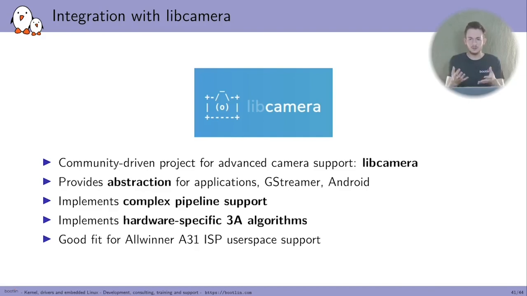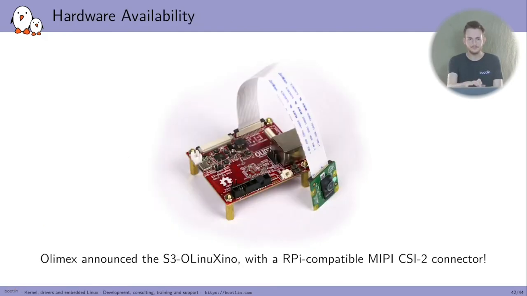So we will need to add one for the Allwinner A31 ISP. And it's definitely a very good fit. This is what libcamera is there to support. So it would be really nice to add support for that. So if you're interested in using this ISP, and if you would like to see this work continue in the steps that I've just described, if you'd be interested in libcamera support, of course, feel free to contact us, and we'll be happy to start a discussion to see how we can tackle all of these different points.